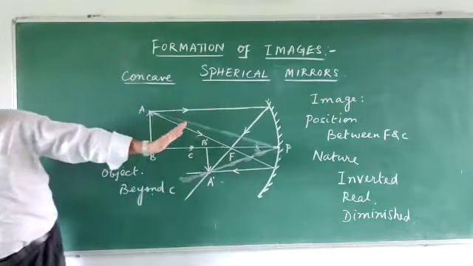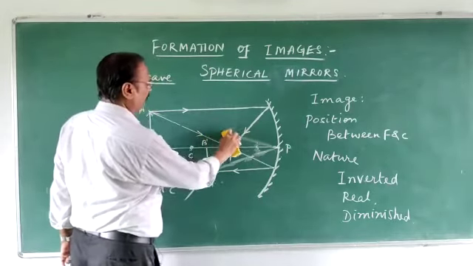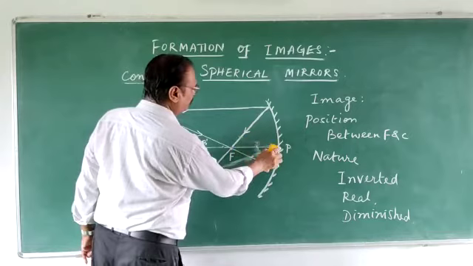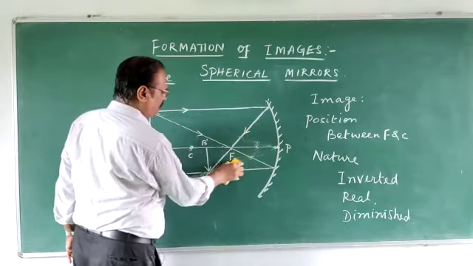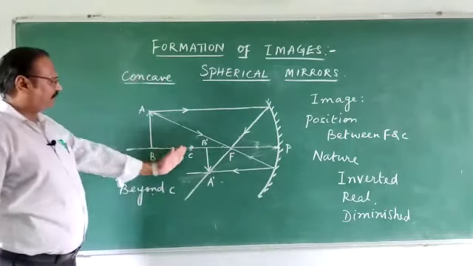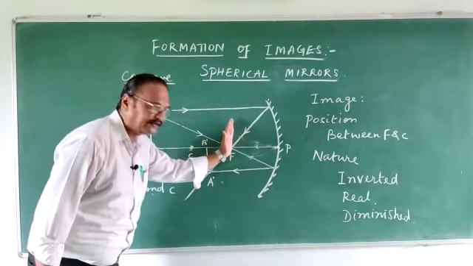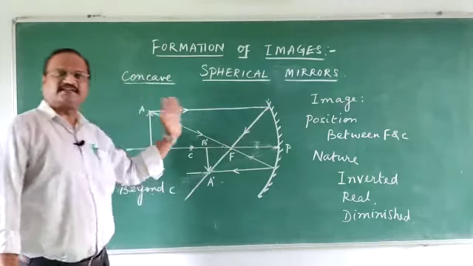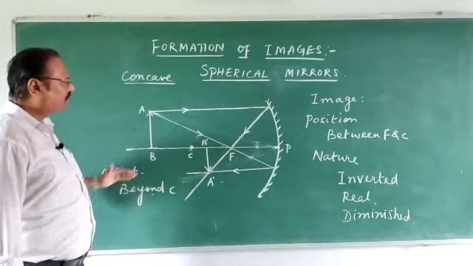In the next video, we will try to do another position. We will take the object in different positions, and then we will try to locate the image for that particular system. Okay. Now you see, I have taken beyond C, at C, between F and C, at F, within F. These are all the cases. In different videos, in different ways, we will see object and image.